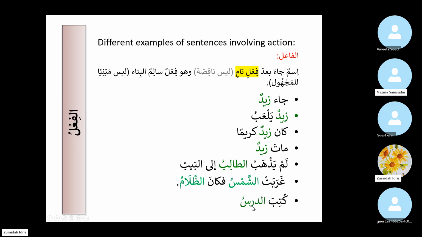Yes. What else? Mata, the kana one. Zaidun in the kana. Yes, because this is isim kana. What else?